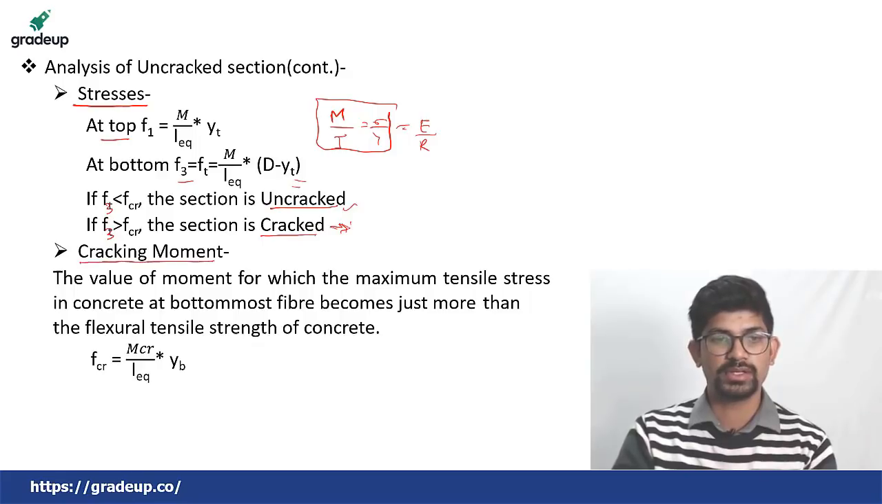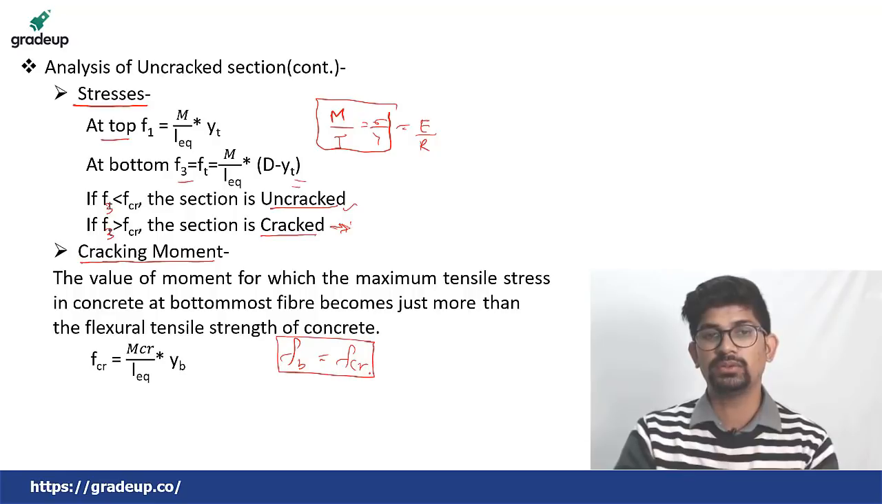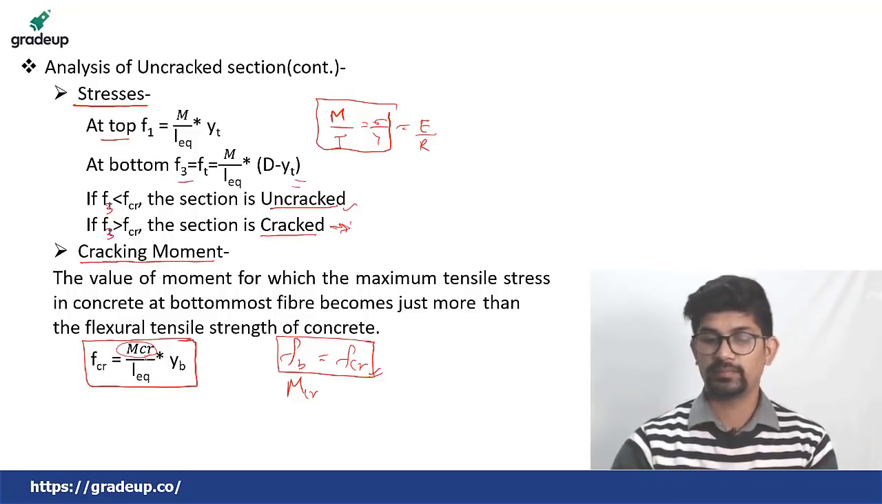Now the cracking moment, what is the cracking moment? It is the value of moment for which the maximum tensile stress in concrete at the bottommost fiber becomes just more than the flexural tensile strength of concrete. If the stress at bottom, F bottom, just becomes equal to FCR, then corresponding to this stress value FCR, we'll get the cracking moment MCR. So with this expression, we can calculate the cracking moment.